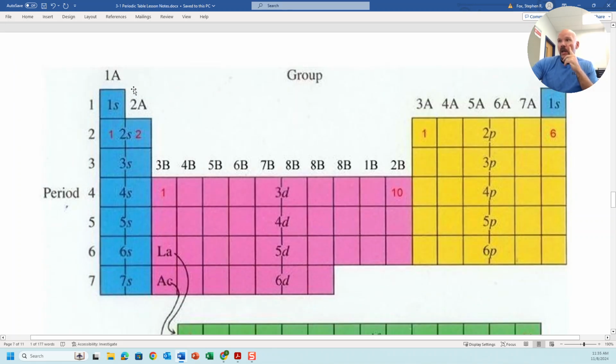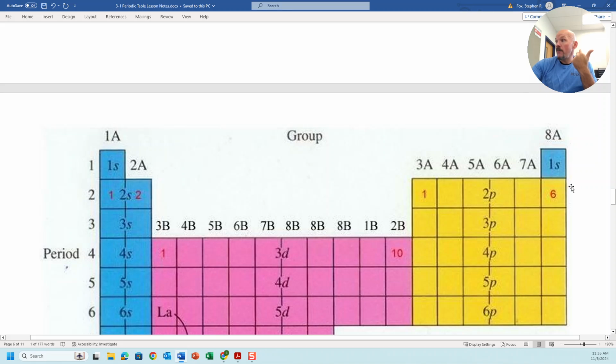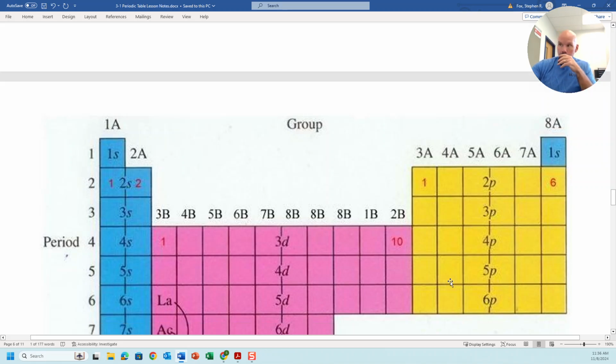So again, 1A, 2A, 3A, 4A, we label those so we remember, if I'm in this group, I have 8 valence electrons, or 2 for helium and 8 for the rest of the noble gases. The halogens have 7 valence electrons. The oxygen group has 6 valence electrons. Carbon's group has 4 valence electrons.